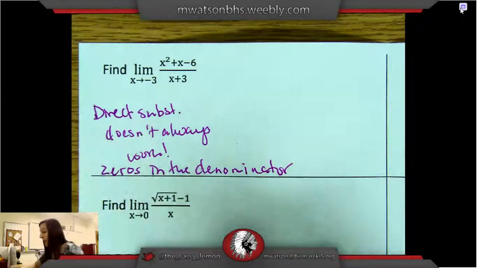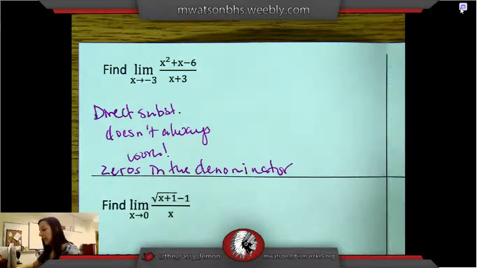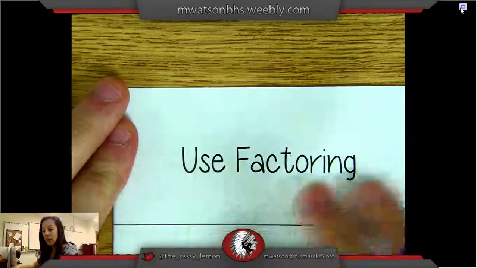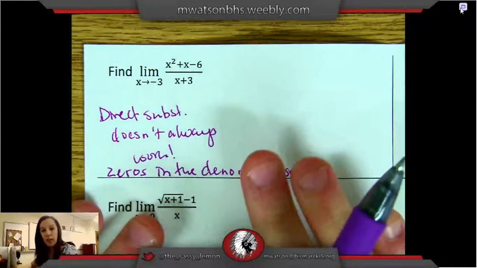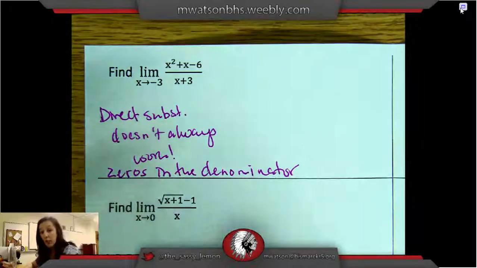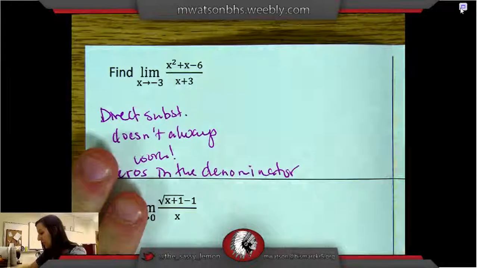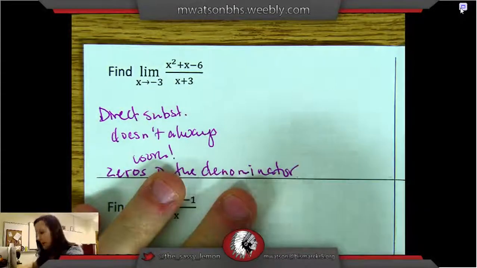Okay, so what are we going to do if we can't plug it in? Well, the front kind of gives it away, but we're going to use factoring to help us out a little bit. Remember, this is all doing it without looking at a graph. We could type this in a graphing calculator and we can figure it out pretty quickly, but without a graph we have to factor. So we're going to take this expression and we're going to do some work on it.